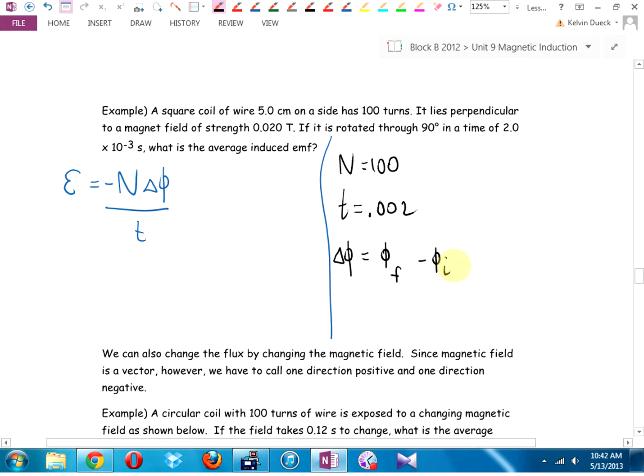I see directions. It says initially we're lying perpendicular, so I think initially we're like this. How many degrees are we rotating it? What does it say? What's our final flux? 0. We can say, I think, final flux is 0.